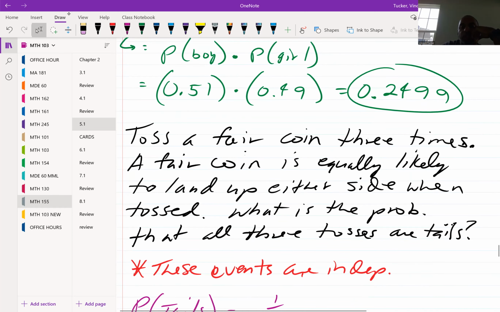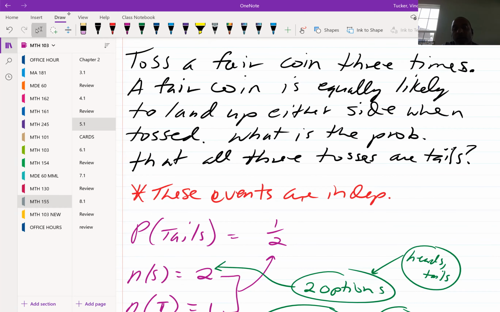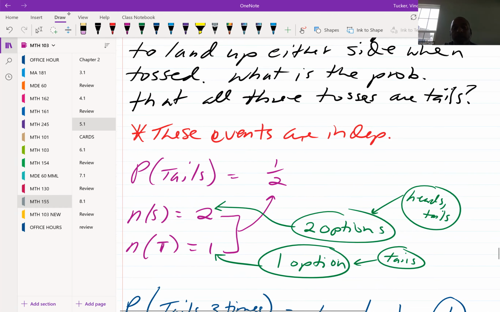All right, so these events are independent. Tossing the coin and landing tails has nothing to do with tossing the coin the next time and landing heads or tails or anything like that. So these events are independent. The probability of landing tails is 1/2, or 1 out of 2 chance. So in other words, 50%. This is just walking through where it came from. Number of options for our sample space is 2. Tails is just one event, one option in your event. So it's 1/2. I believe we talked about that before.